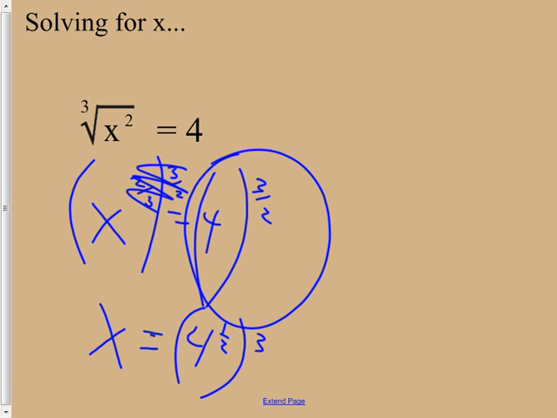And then you can double check and actually make sure 8 works. Put it in there. 8 squared is 64. Cube root of 64 is 4. So it works. All right.